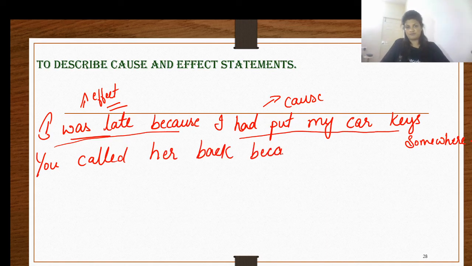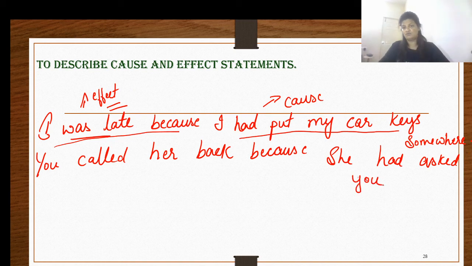Next is you called her back because, why did you call her back? Because she had asked me to. Because she had asked you to, full stop. This is the cause and this is the effect. So you called her back because she had asked you to.